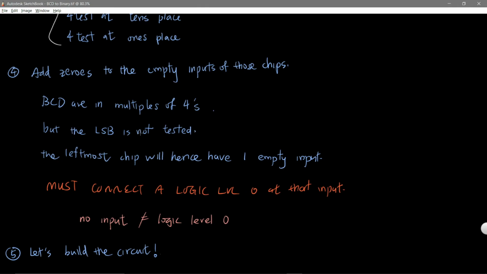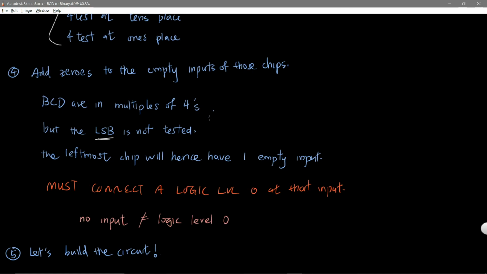Alright, so now you want to add zeros to the empty inputs of those chips, because binary coded decimal inputs are in multiples of 4s. You have either 4, 8, 12, 16, 20, 24, 28, 32 of those inputs, because every single digit from decimals will result in 4 digits of binaries. This is why. But the LSB, the least significant bit, is not tested.